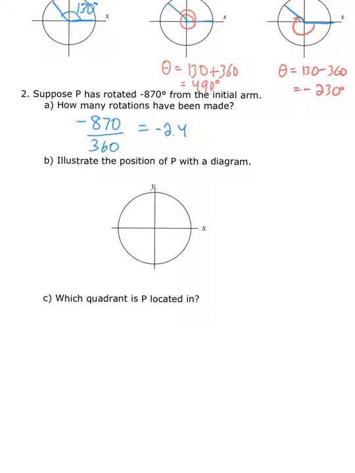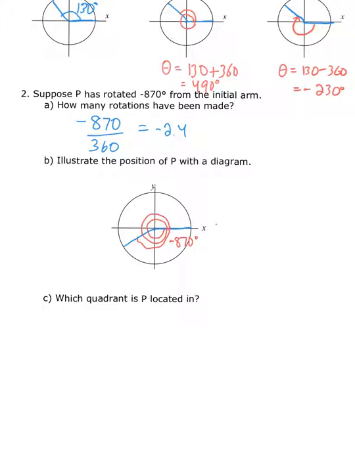So to draw that, I'm going to start at my initial arm. I'm going to go this direction one full time and then another full time. And then 0.4 is almost 0.5 more, so about here. And so my terminal arm will be drawn here. And I will say that that is negative 870 degrees.